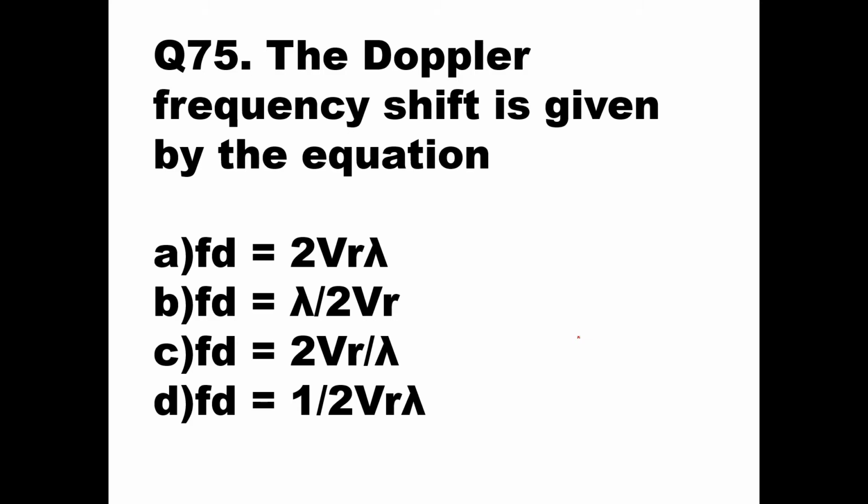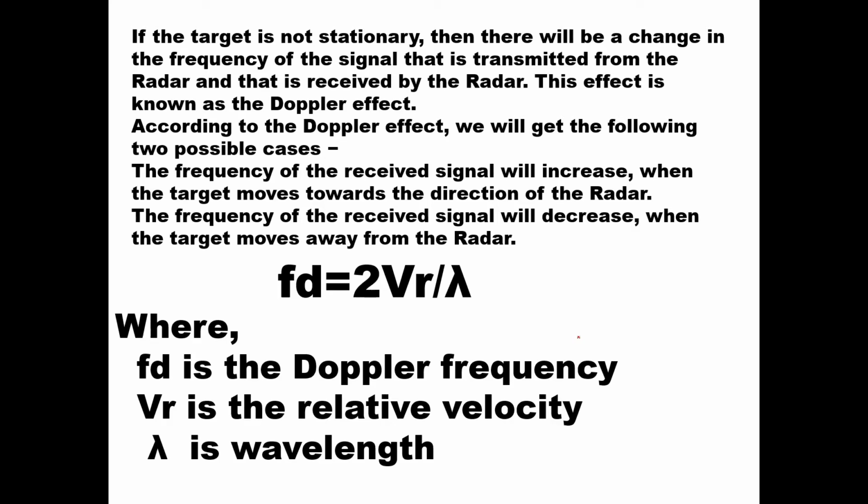Okay. But if you see the statement now, if the target is not stationary, then there will be a change in the frequency of the signal that is transmitted from the radar and that is received by the radar. This effect is called the Doppler effect. So according to the Doppler effect, we get the following two possible cases. The frequency of the received signal will increase when the target moves towards the direction of the radar, and the frequency of the received signal will decrease when the target moves away from the radar.